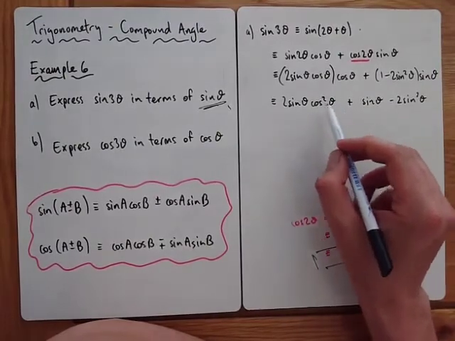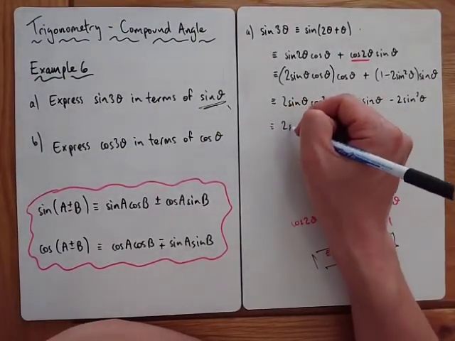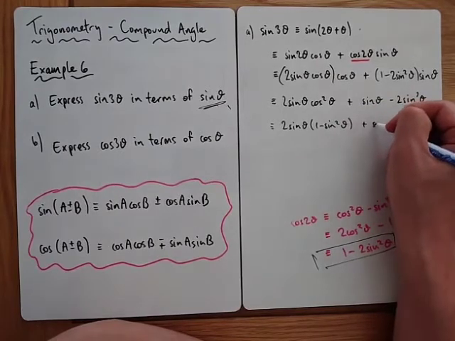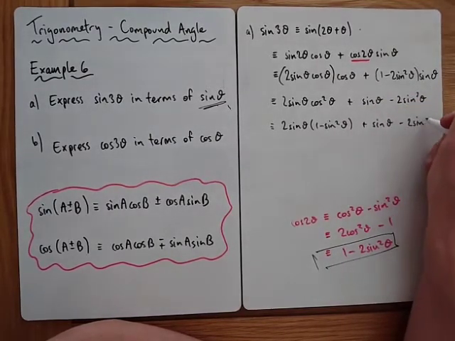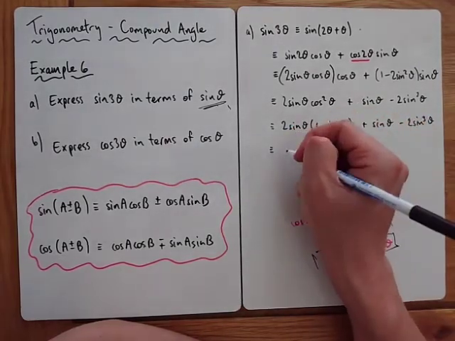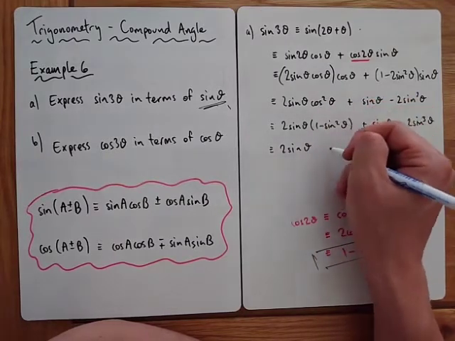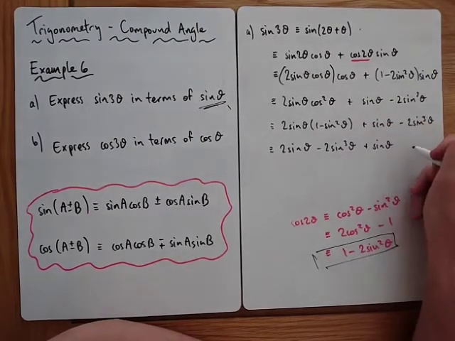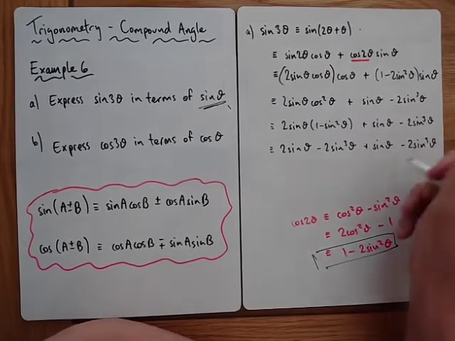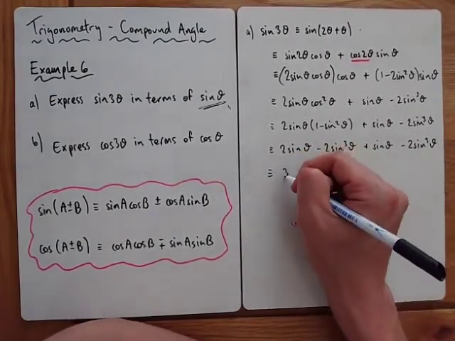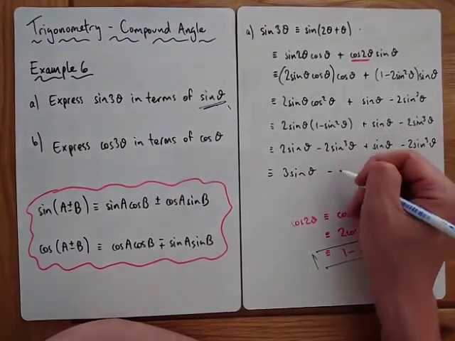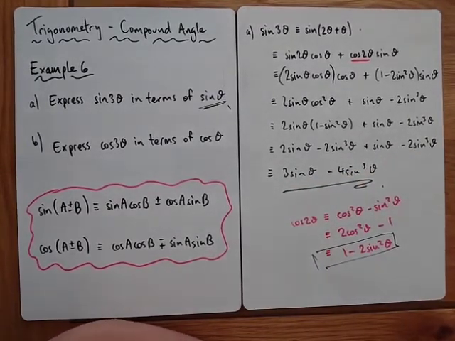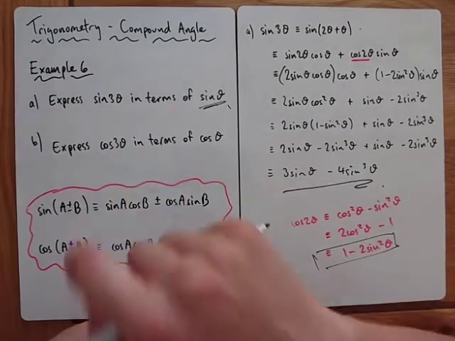Not quite. Last thing to replace is cos squared, and obviously we know that that would be the same as 1 minus sine squared. And that gives us 2 sine theta minus 2 sine cubed plus sine theta minus 2 sine cubed theta. Tidying it up, 3 sine theta minus 4 sine cubed theta.